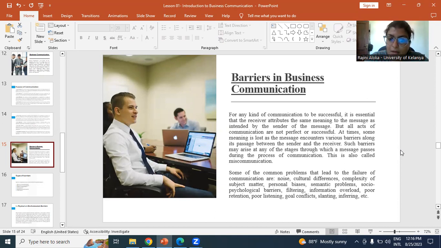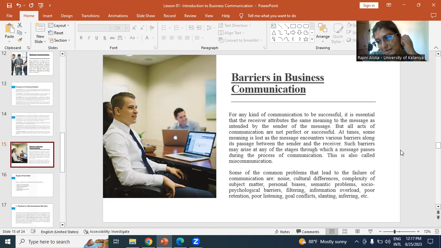At times, some meaning is lost as the message encounters various barriers along its passage between the sender and the receiver. Such barriers may arise at any of the stages through which a message passes during the process of communication. This is also called miscommunication. Some of the common problems that lead to the failure of communication are noise, cultural differences, complexity of subject matter, personal biases, semantic problems. Semantic means grammar-related problems.